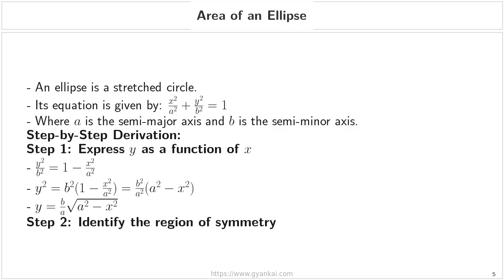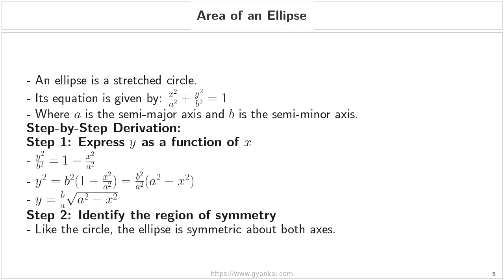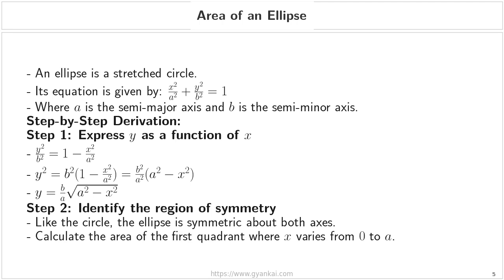In step 2, we need to identify our region of symmetry. Just like the circle we studied in the previous slide, the ellipse is symmetric about both the x-axis and the y-axis. This is great news because it means we don't have to integrate the entire shape at once. Instead, we can focus our calculations on just the first quadrant, where x ranges from 0 to a. Once we find the area of this single quadrant, we will be able to multiply it by 4 to find the total area, as we will see in the next slide.